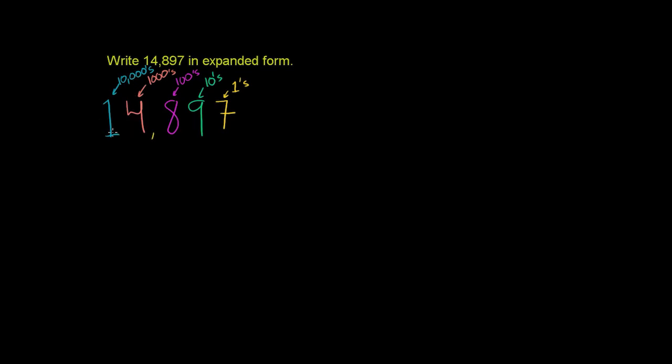If this 1 is in the 10,000s place, that means it literally represents... I want to do this in a way that my arrows don't get mixed up. Actually, let me start at the other end. Let me start with what the 7 represents. The 7 literally represents 7 ones, or another way to think about it, you could say it represents 7 times 1. All of these are equivalent. Now let's think about the 9. That's why I'm doing it from the right, so that the arrows don't have to cross each other.